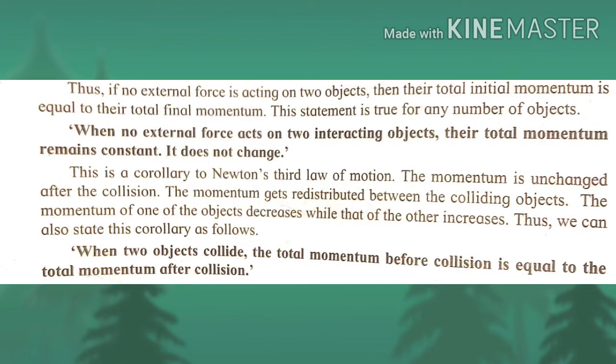Thus, when no external force acts on two interacting objects, their total momentum remains constant. This is known as the corollary of Newton's third law of motion. Similarly, it can also be explained as: when two objects collide, the total momentum before collision is equal to the total momentum after collision. In this way, we have discussed the first chapter.